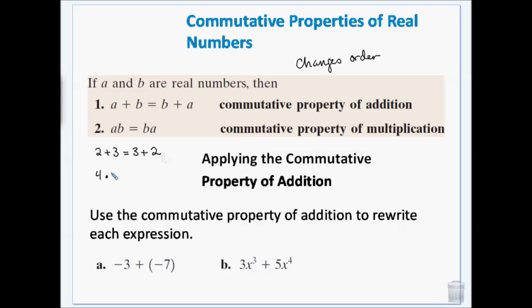Same thing with multiplication. 4 times 3 is the same thing as 3 times 4. It does not matter what order we multiply in. You'll notice subtraction and division are not here because those do matter. 3 minus 4 is not the same thing as 4 minus 3. And 2 divided by 5 is not the same thing as 5 divided by 2. So commutative is only adding and multiplying. So to rewrite using commutative, you just change the order.